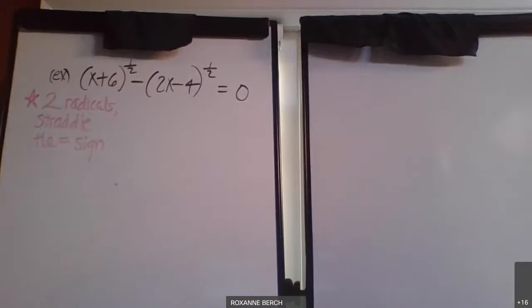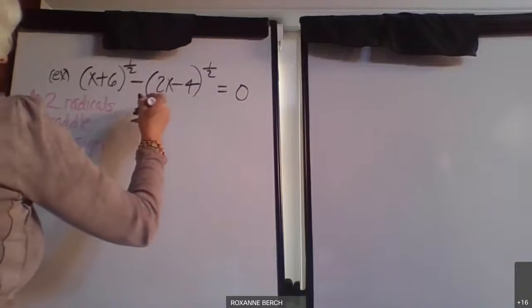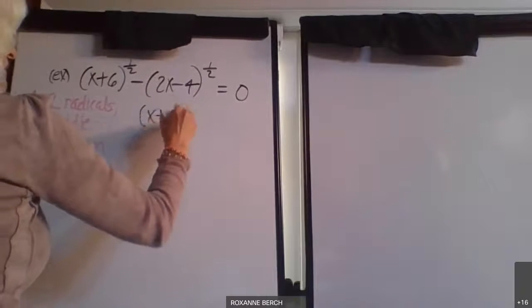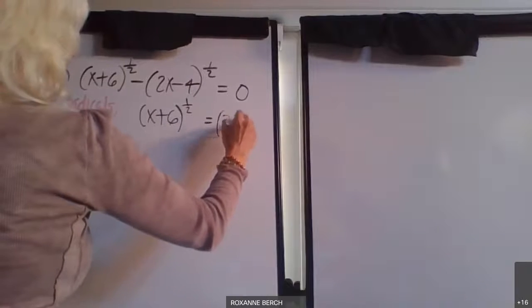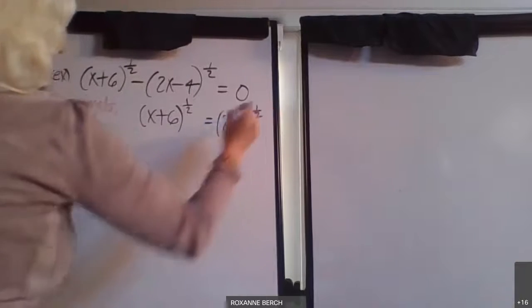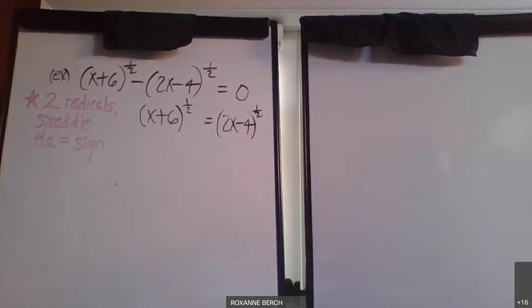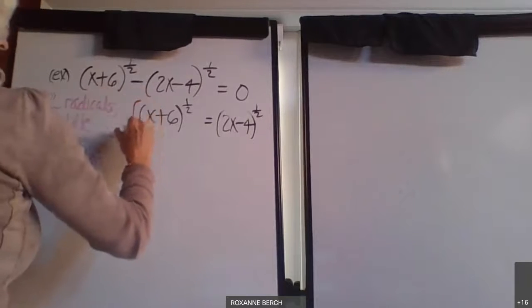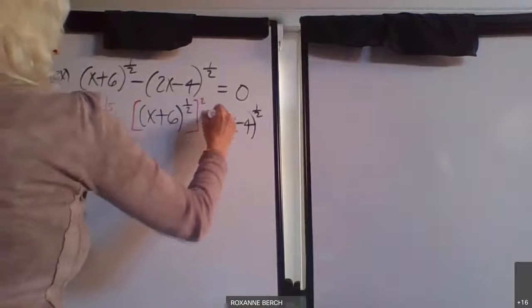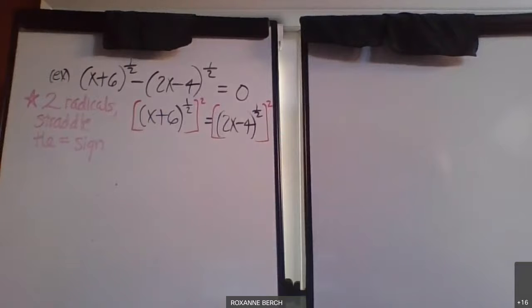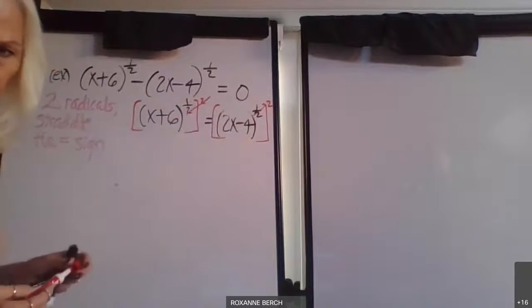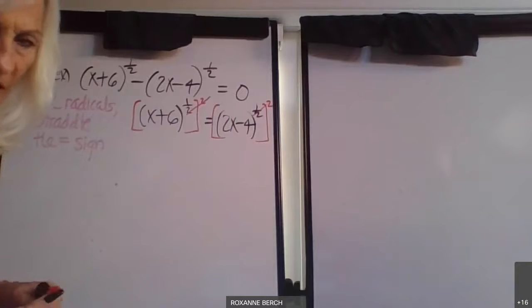So I'm going to add that one to both sides. So you get x plus 6 to the 1/2. And when you add that, it goes away. And over here, you get 2x minus 4 to the 1/2. After you do that, you're going to square both sides, which means you do have to check. So you're going to take this one. And do you guys see why I'm squaring both sides? See that? They cancel. Power to power, right?